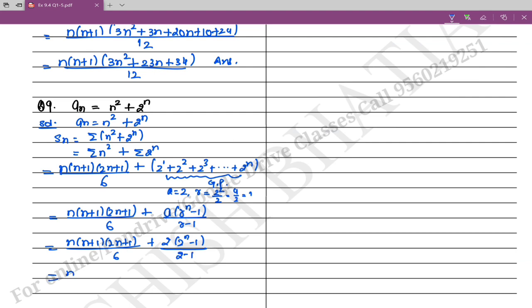So the final answer is, because there is nothing common to take out here, we will leave the answer here only. It will be 2 into 2 raised to power n minus 1. So this is our answer for this question.